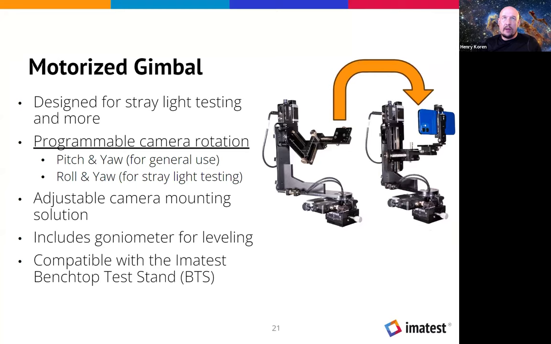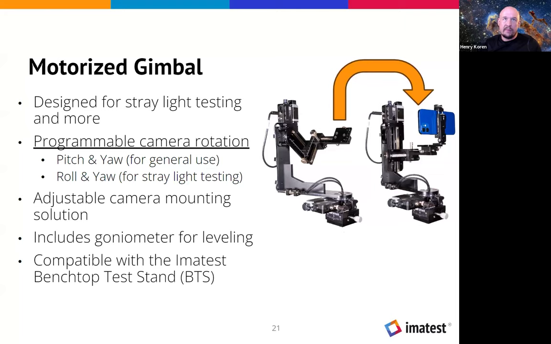The gimbal can be used for many different things besides stray light. You could use it for testing target projection, or testing the corner of your image with a long range target projector. This can be set up for pitch and yaw or roll and yaw.